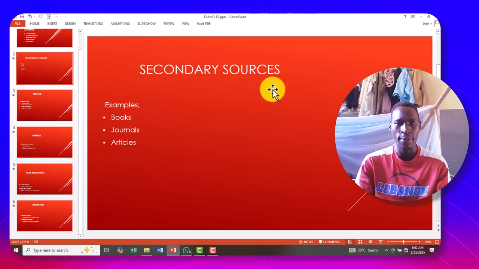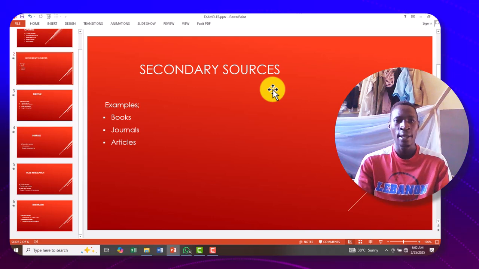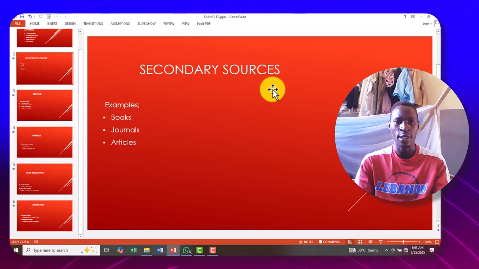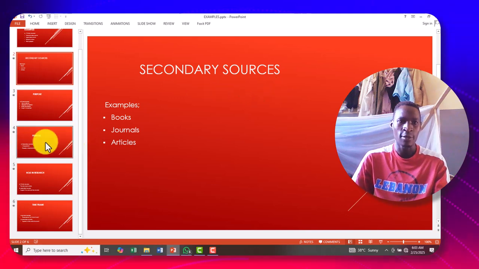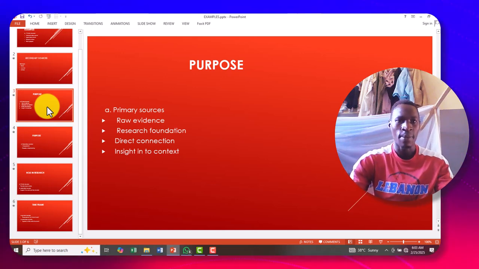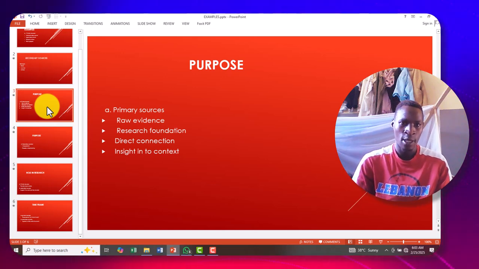You simply interpret the data, the raw facts, experimental data that has been contained in these primary sources, and we come up with the books, journals, and articles. So let's look at the next thing, which is now our second slide, and that is the purpose. What is the purpose of these primary sources? And what is the purpose of the secondary sources?